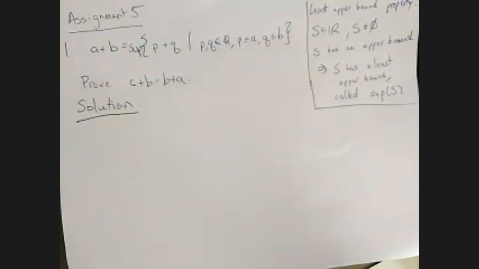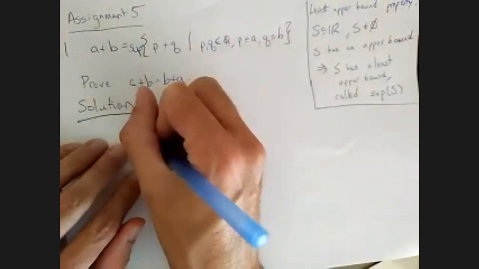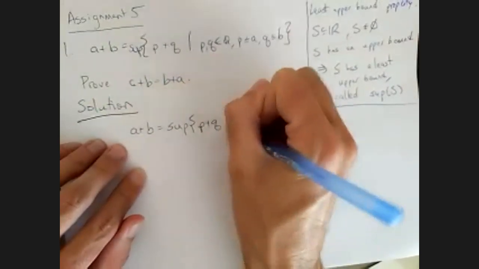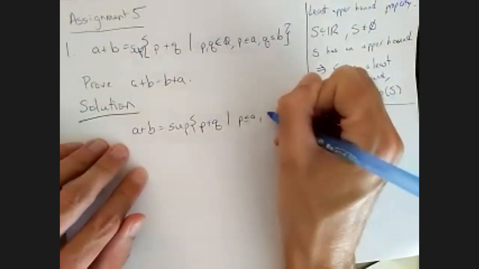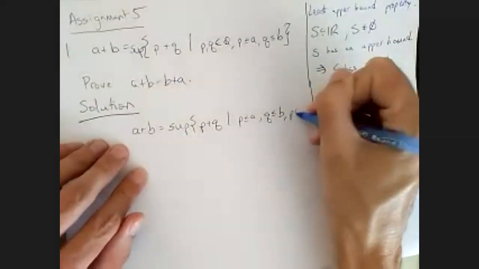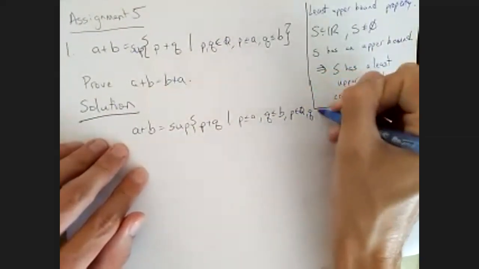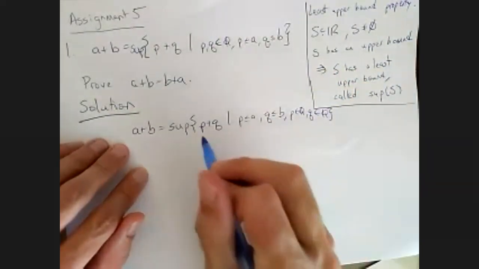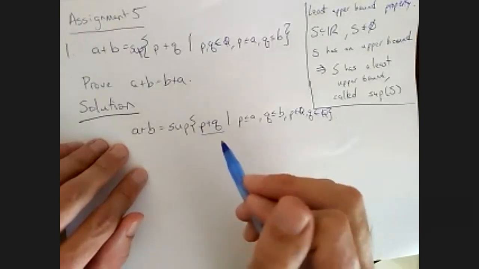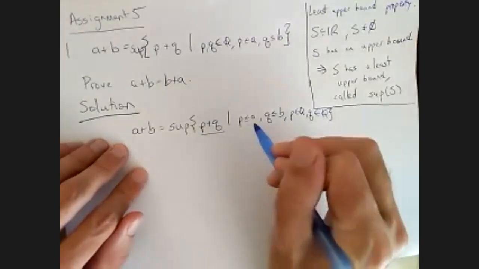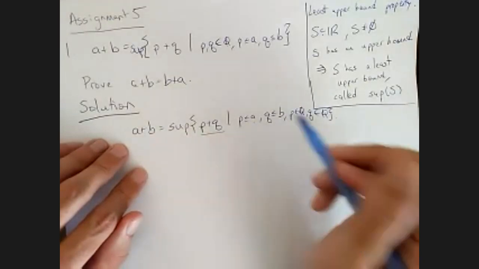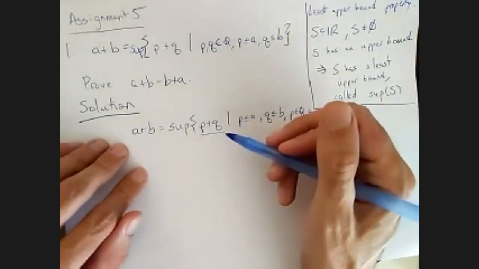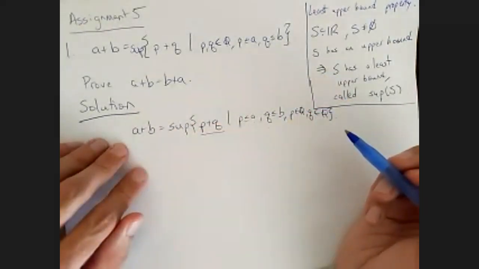So first of all, A plus B is just the sup of P plus Q where P is less than or equal to A, Q is less than or equal to B, and P and Q are rational. Why is that important? Because we already know how to add rational numbers. We take all the rational numbers less than A and add them to all the rational numbers less than B, and the least upper bound of that set is the definition of A plus B.